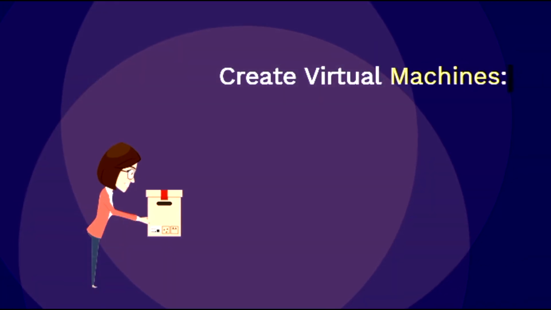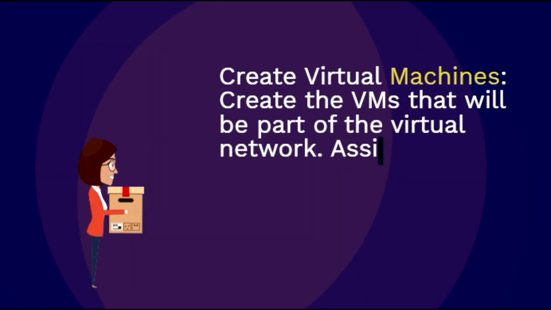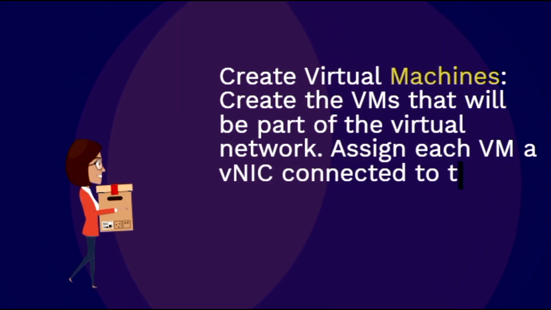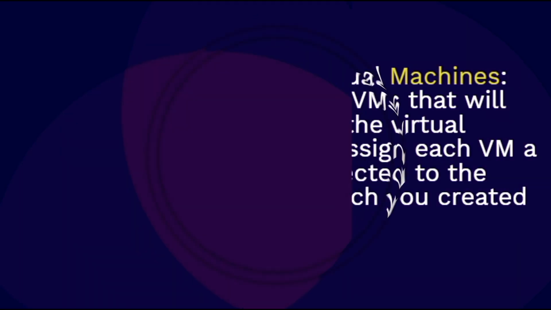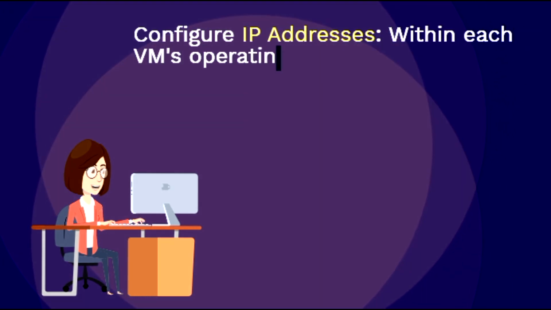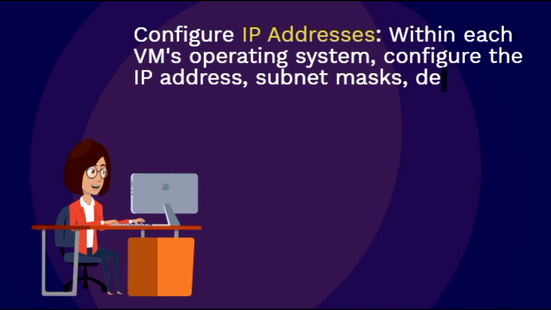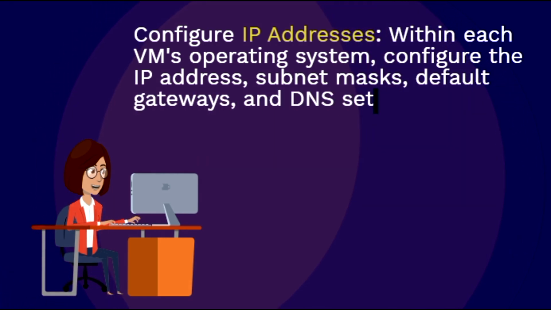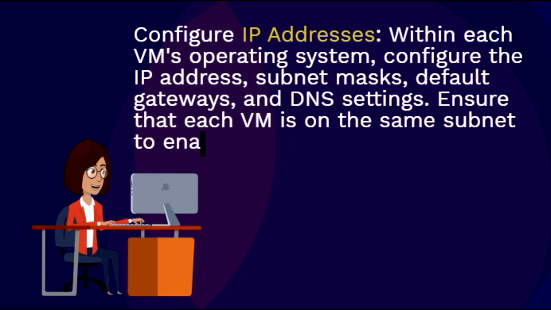Create virtual machines. Create the VMs that will be part of the virtual network. Assign each VM a NIC connected to the virtual switch you created earlier. Configure IP addresses. Within each VM's operating system, configure the IP address, subnet masks, default gateways, and DNS settings. Ensure that each VM is on the same subnet to enable communication.